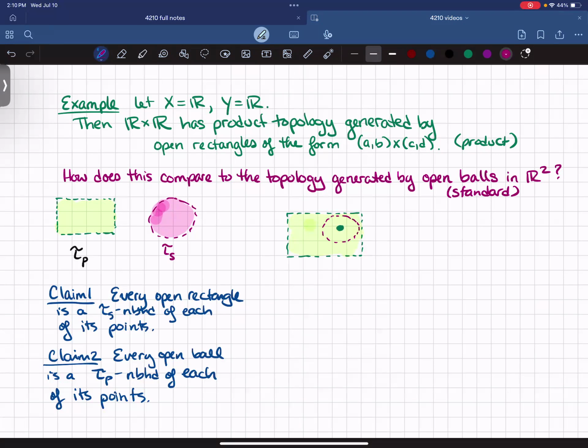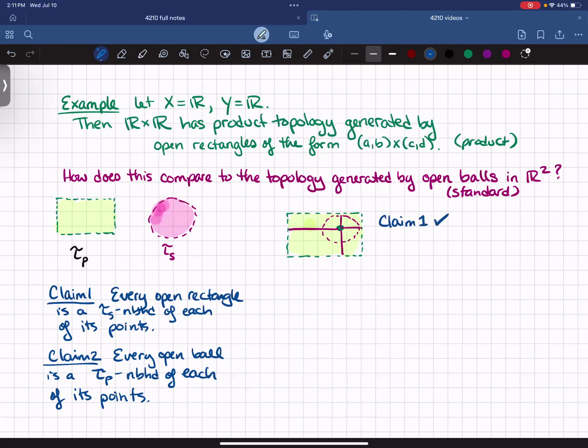What I can do is I can just measure the distance from that point to each of the edges of the rectangle and take whichever one of those distances to the edge of the rectangle is smallest. In this case, it looks like the distance to the upper edge is the smallest in the picture that I've happened to draw here. And I can draw an open ball around it. And so that shows me that this rectangle is a standard topology neighborhood because I can put a standard basic open set around each point, but still contained inside. Okay, so this shows me that claim one is true.